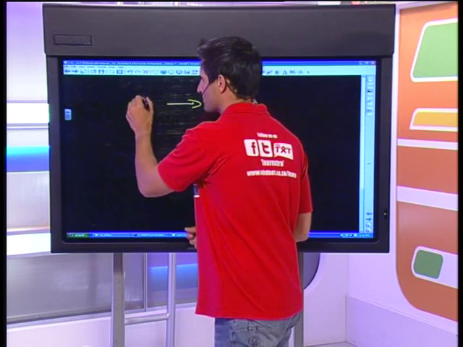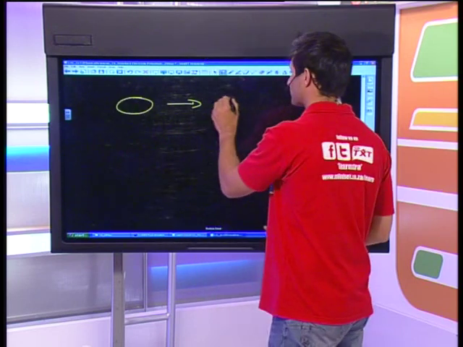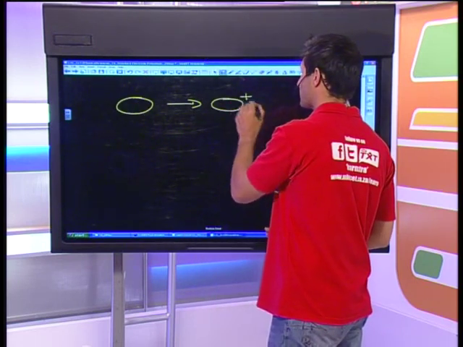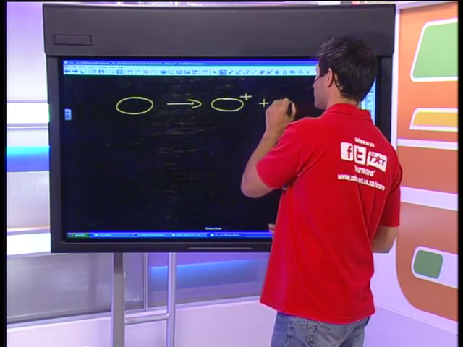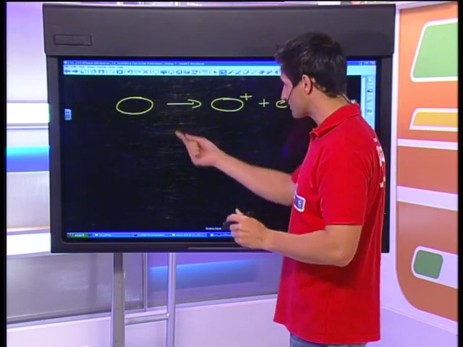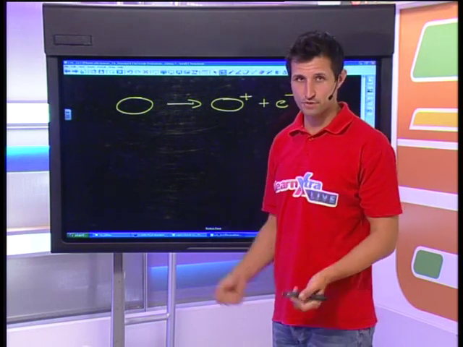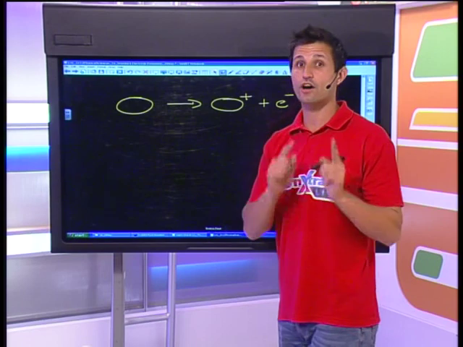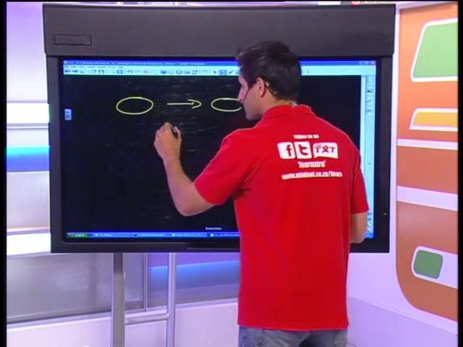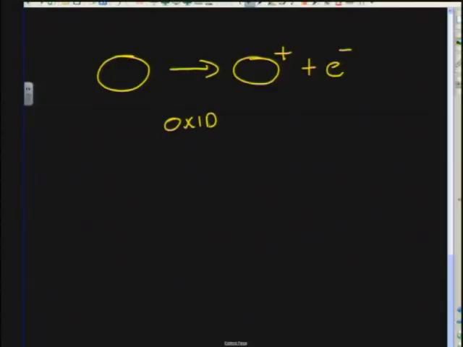So first of all, if I start out with something, and it becomes positive, and the electrons come out on the right-hand side, that means that electrons are a product. What I've written out here is a very simple scheme for something which is undergoing oxidation. Now, oxidation is the loss of electrons.